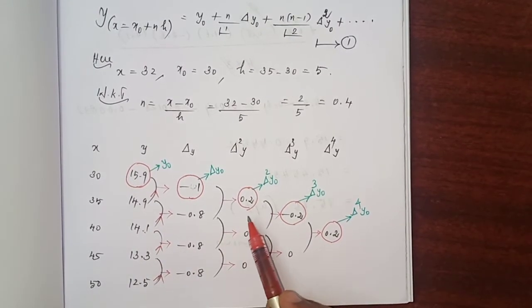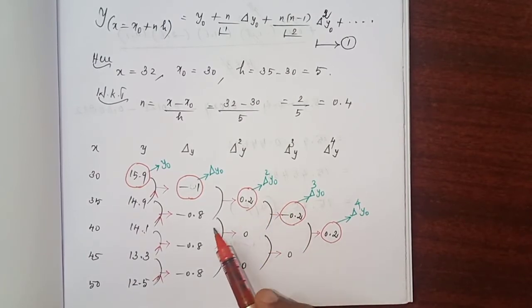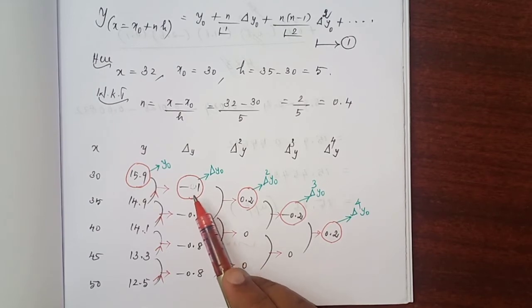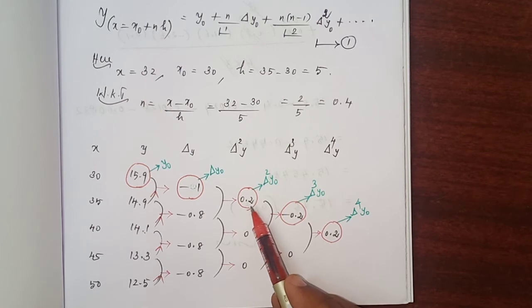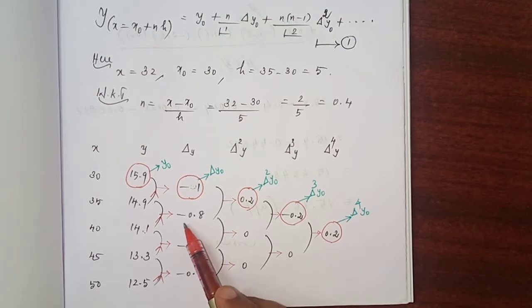Next you have to find del squared y naught. Once again you have to find the difference between the two numbers, minus 0.8 and minus 1, and this minus 1 becomes plus 1. While subtracting you have to change the sign. So minus 0.8 plus 1 is equal to 0.2. You have to write 0.2 between these two numbers. Like that, minus 0.8, this one becomes plus 0.8, together 0. Once again minus 0.8 plus 0.8 is equal to 0.